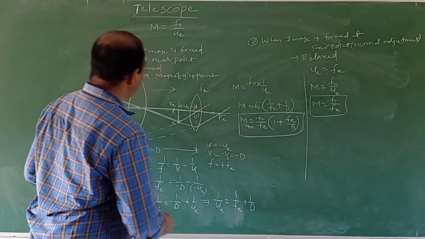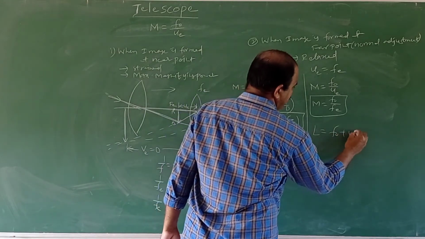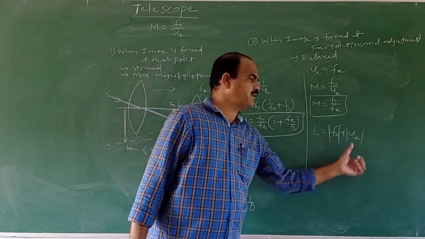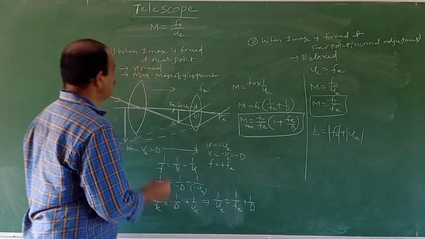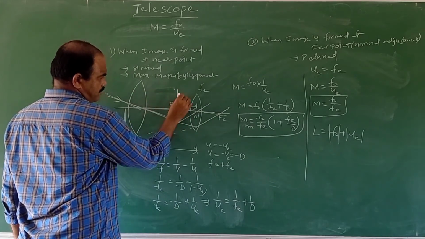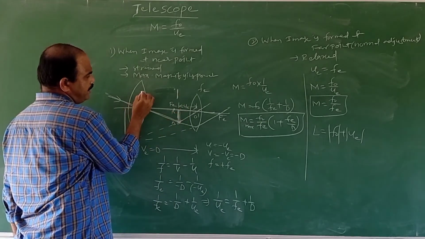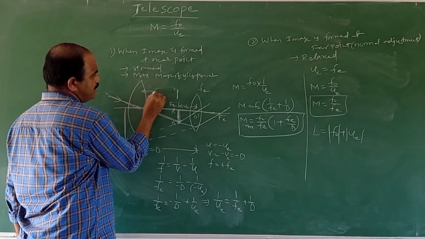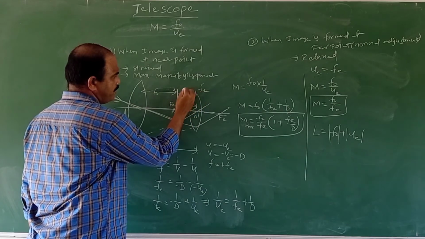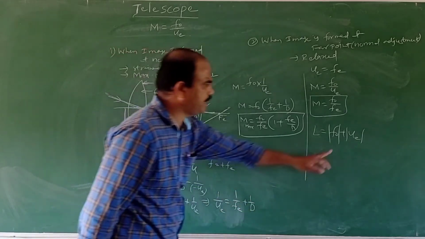And let's come to the length of the telescope. The length of the telescope is nothing but f_o plus u_e. Because this is the object, actually, this is the image formed by the objective. The image distance for the objective is f_o, and this is the object distance for the eyepiece, this is u_e. That's why the length of the telescope is nothing but f_o plus u_e.